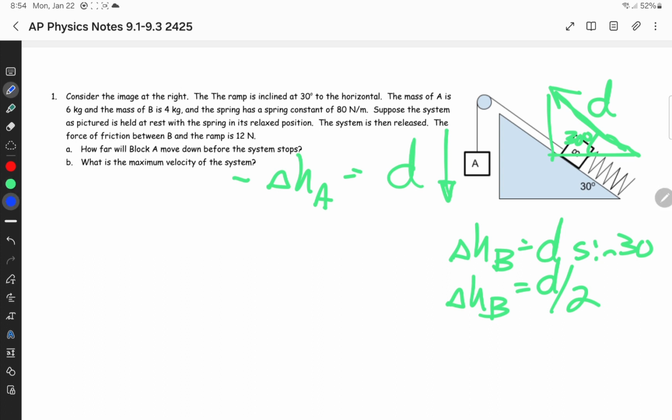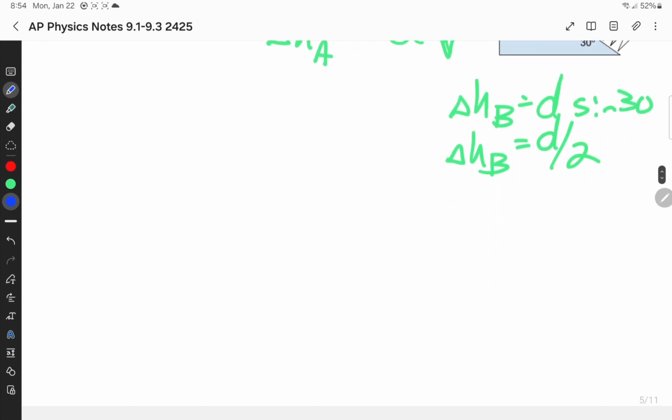How far will block A move before the system stops? I'm conscious of the fact that we've got a non-conservative force here, friction. So maybe I should start with this fact: I know that the work done by non-conservative forces is simply my change in total energy.